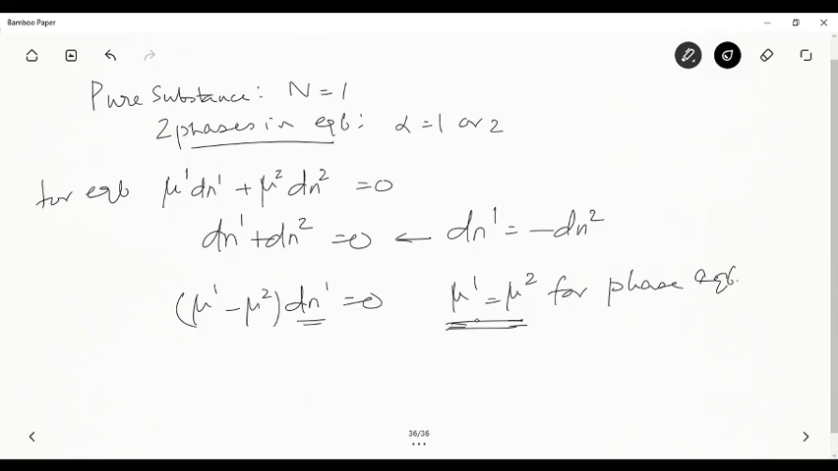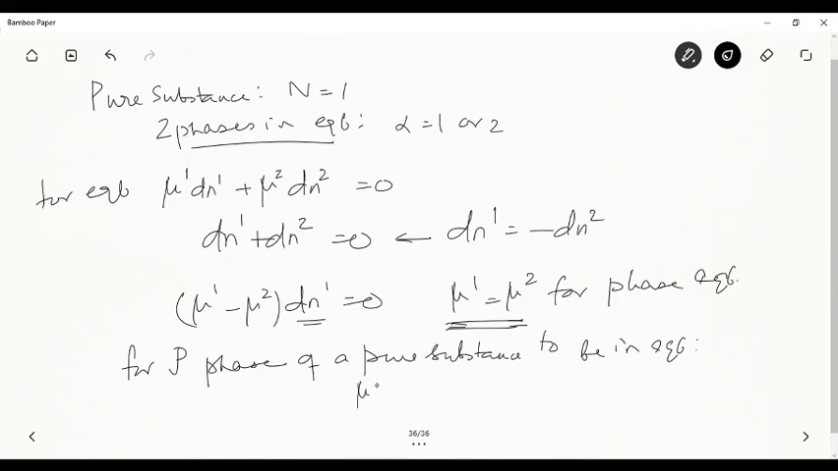So if all three phases are in equilibrium, then we can show by the same arguments that for P phases of a pure substance to be in equilibrium, you visualize the condition for the triple point. The triple point is where the solid, liquid as well as vapor coexist in equilibrium. And when that happens, mu alpha is the same for all alpha. That is mu1 is equal to mu2 is equal to mu3, equal to mu alpha, mu P. So this is your condition for equilibrium of P phases in a pure substance.